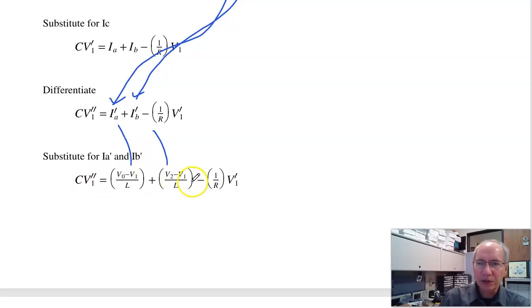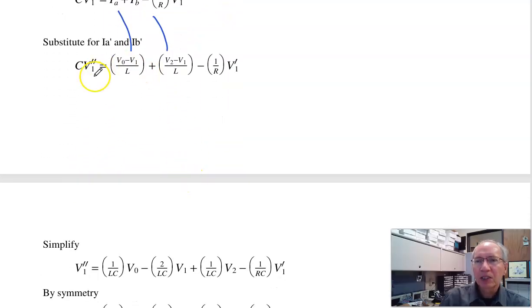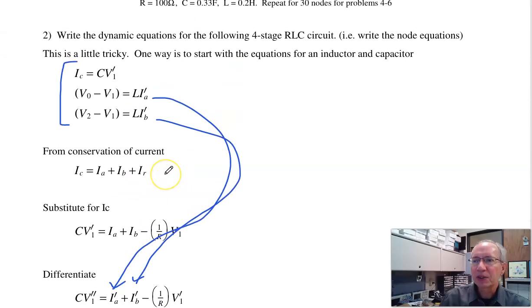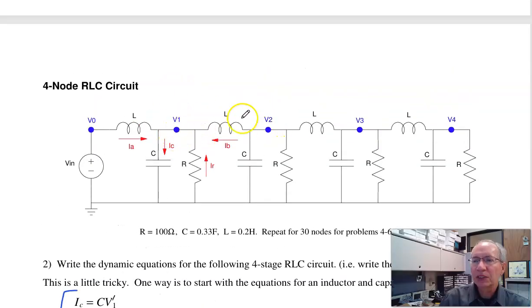Now solve for the second derivative and simplify. Dividing through by C, separating all the different terms, grouping all the terms together, gives you 1 over LC times V0, minus 2 over LC times V1, plus 1 over LC times V2, minus 1 over RC times V1 prime. By symmetry, all the nodes will be the same. So this is node 1. Node 2 is the same, just change the indices. 3 is the same, change the indices.